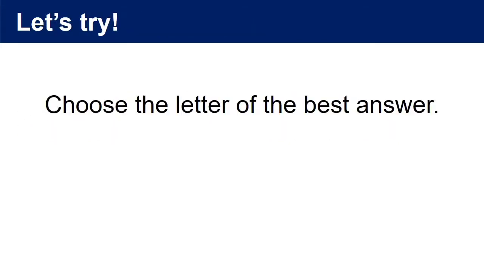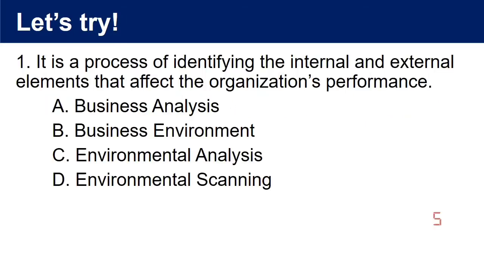Before we proceed to our discussion, let us try to answer the following questions. 1. It is a process of identifying the internal and external elements that affect the organization's performance. A. Business analysis. B. Business environment. C. Environmental analysis. D. Environmental scanning. The answer is D. Environmental scanning.